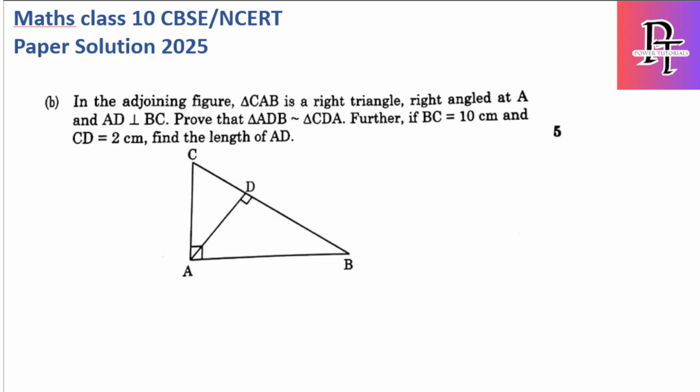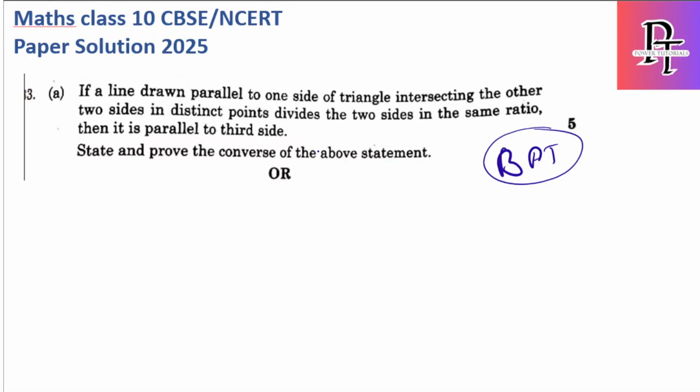So what about here? CAB is a right angle triangle. Let's see, AD perpendicular to BC, we have to prove triangle ADB is similar to CDA, further BC. Okay, this is also a bit easy, but still here there is some calculation, so there are chances the calculation might go wrong, but the proof will not go wrong. So here also, even though B part is somewhat similar, but still I'll go with A part. Okay, let's solve the A part first.